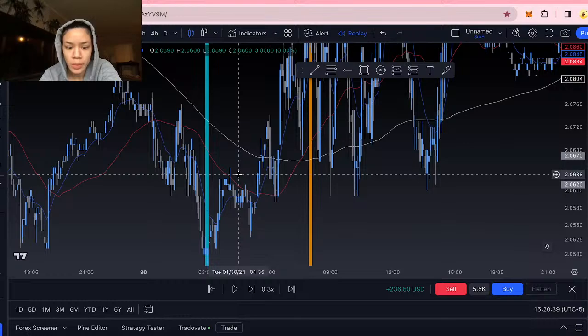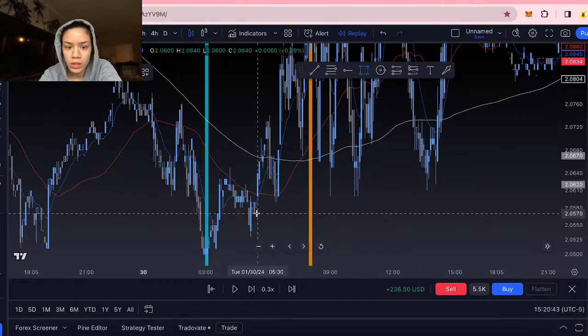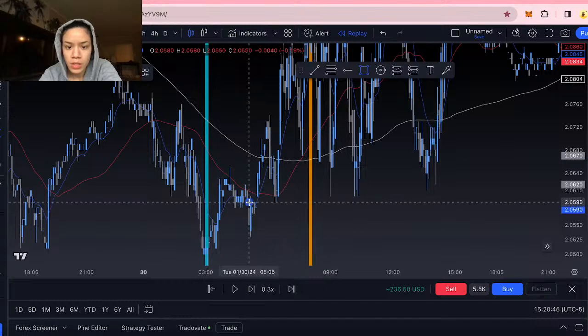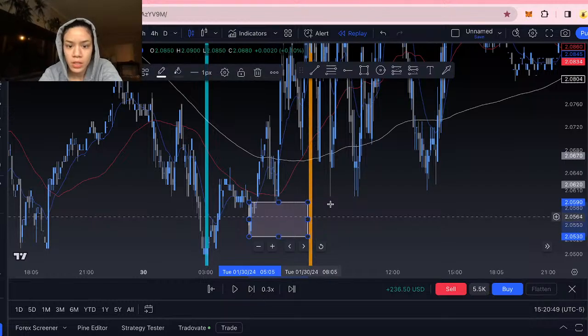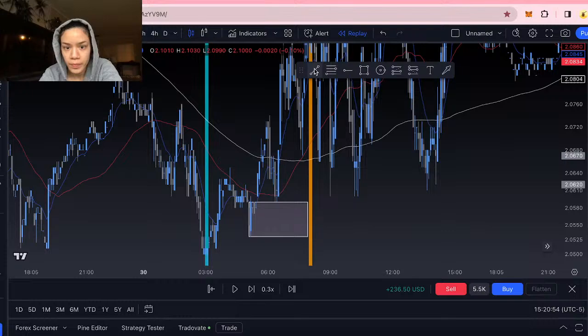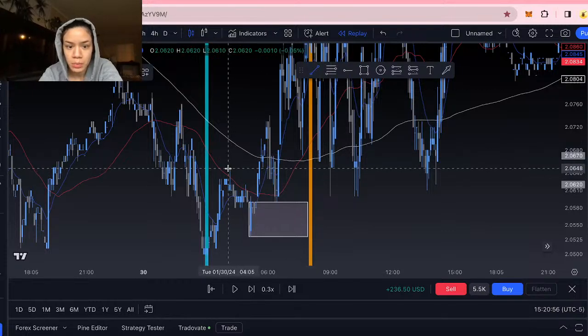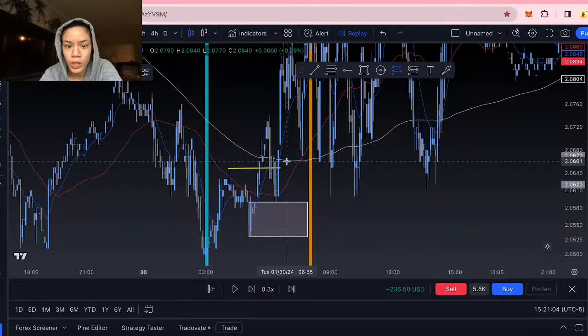On Tuesday, I didn't trade, but this would have been the setup pretty much. That's the demand zone. It broke this structure right here. It passed this higher high from 4 a.m. So that would have been that. It tapped the demand zone. As soon as it would have passed this gray candle, I would have got in for a buy.